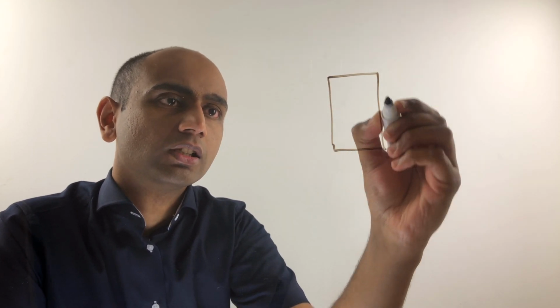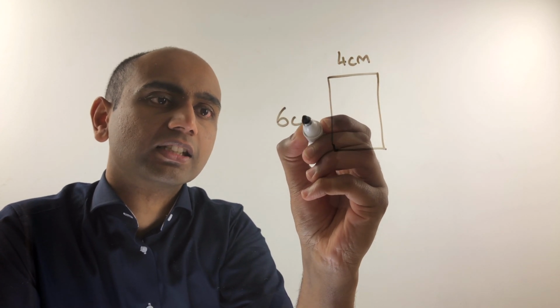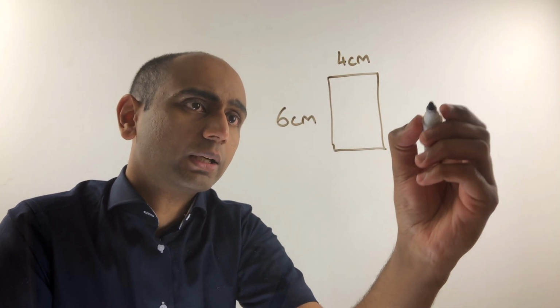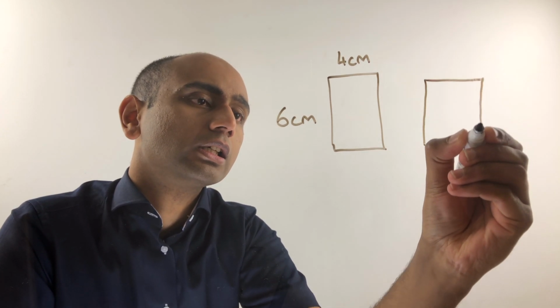Next, I want to think about why area is important or why it matters. Let's say I've got a rectangle, so here's just a sketch, and this is 4 centimeters by 6 centimeters. And let's compare that with a square that is roughly the same size.